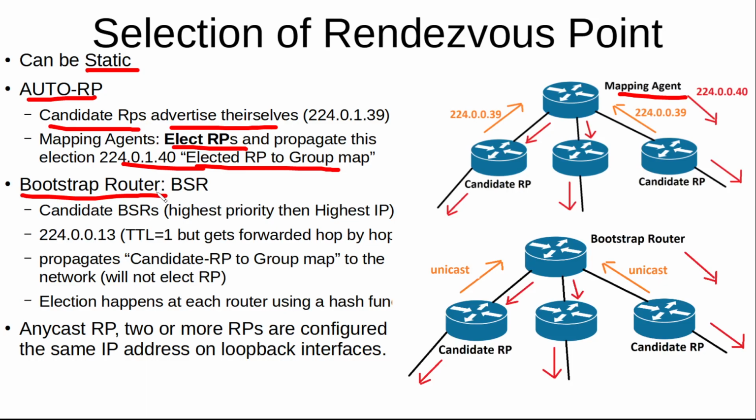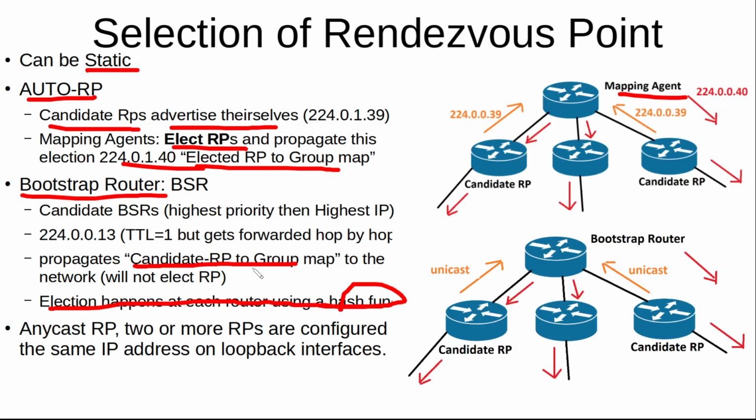With the bootstrap router, it will only gather the list of candidate rendezvous points to groups. It will create these candidate rendezvous point to group maps, and it will advertise that information into the network. So notice the difference between using a bootstrap router and using mapping agents. The bootstrap router will not elect the rendezvous point. When using a bootstrap router, the election happens at each router in the PIM network. They will be using a hash function in order to select the rendezvous point for each group.